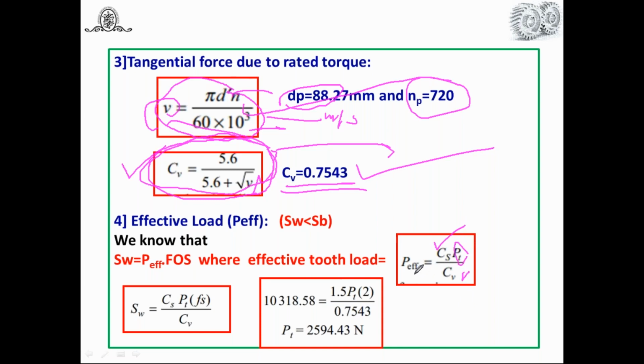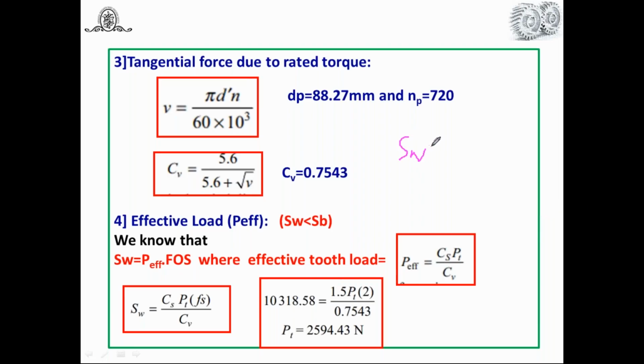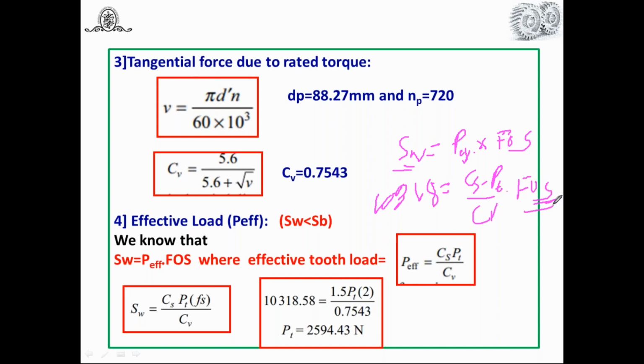Once you have CV, you can put CS, CV and PT, which we don't know and have to calculate, so you get P effective in terms of PT. Again, I am going to write the equation once and rearrange it. SW = P effective × FOS. We have already calculated SW as 10,318, which equals P effective, that is CS PT / CV, into FOS. And FOS is given in the problem statement as 2.